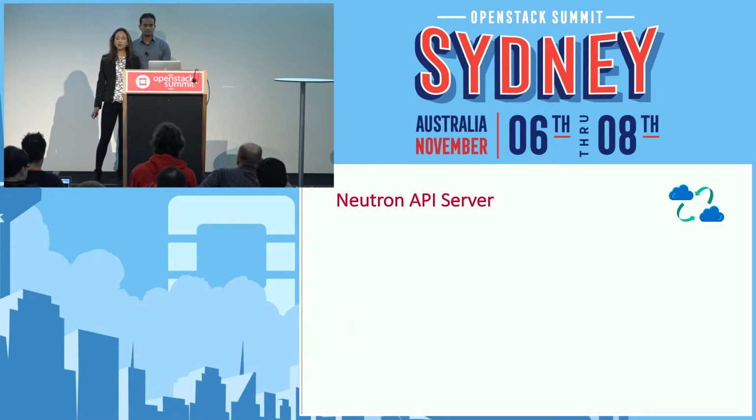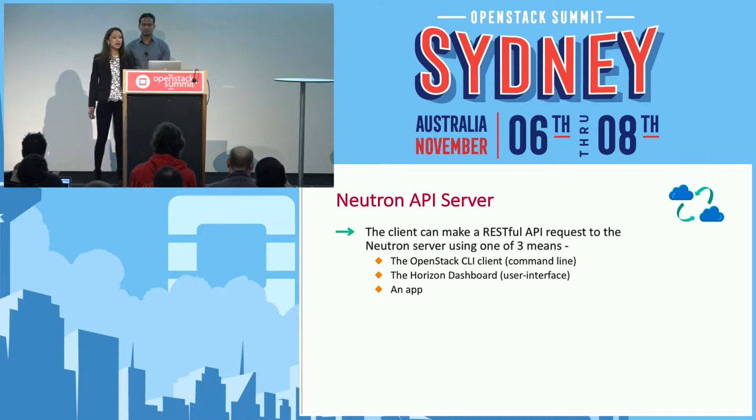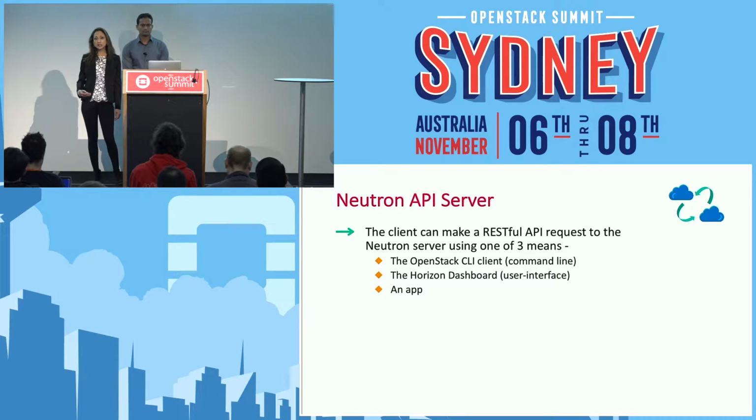So let's begin by talking about the Neutron API server. The Neutron API server is what enables users to interact with the Neutron server. A client can make a RESTful API request to the Neutron server using one of three means. A user can type in a command in the OpenStack CLI client or command line interface. A user could click on a button that says, for instance, Create Network on the Horizon dashboard. Or alternatively, one could make use of an app created using the OpenStack Software Development Kit.